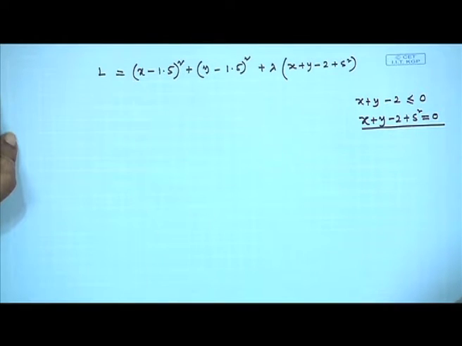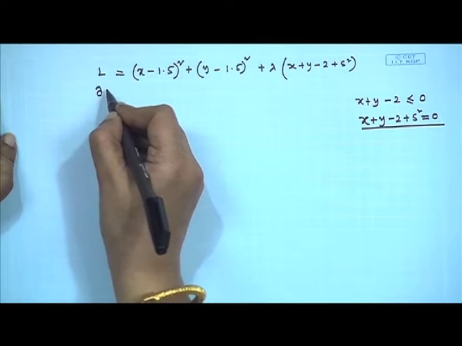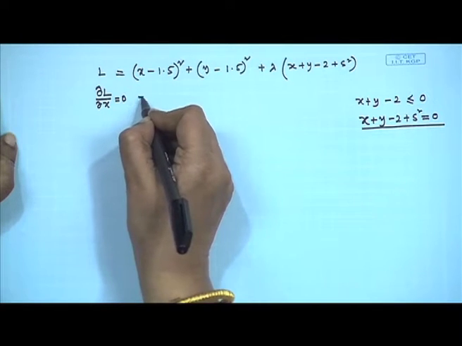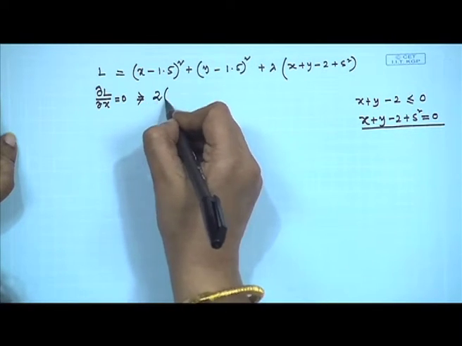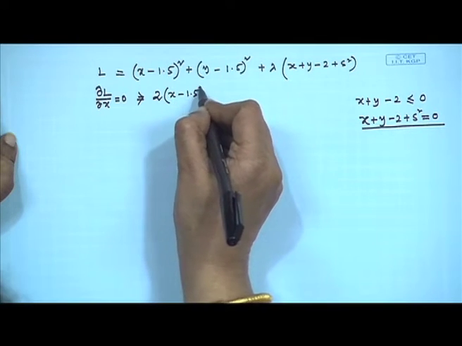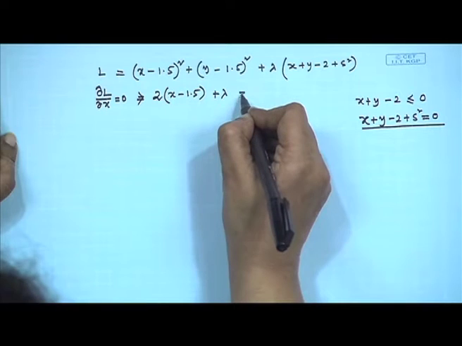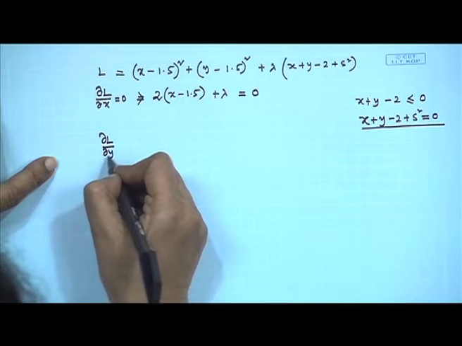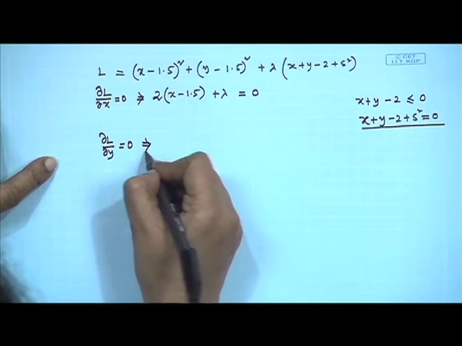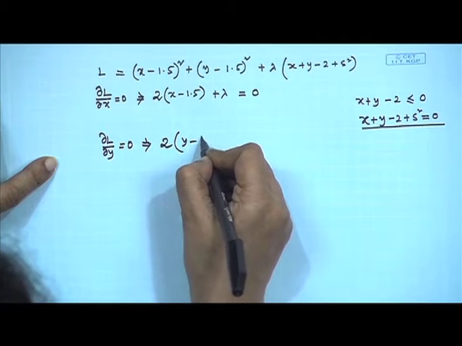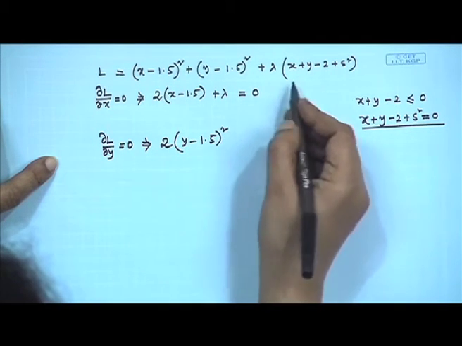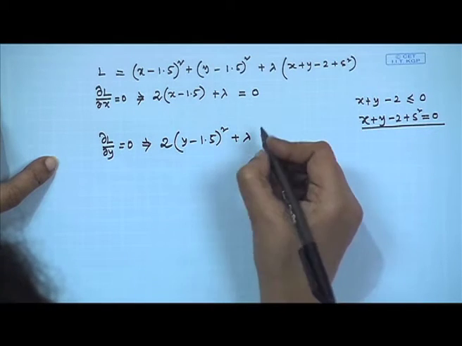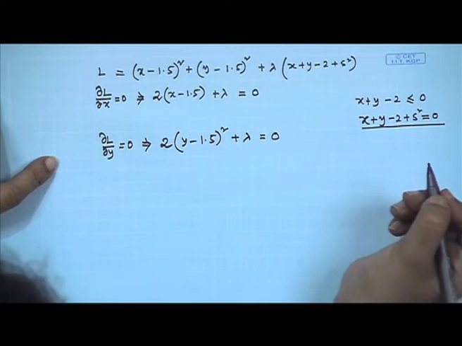Now, from here, if we consider the optimality condition, del L by del x must be equal to 0, then we get 2 into (x minus 0.5) plus lambda equal to 0. The other optimality condition, del L by del y equal to 0, gives 2 into (y minus 1.5) plus lambda into y is equal to 0.